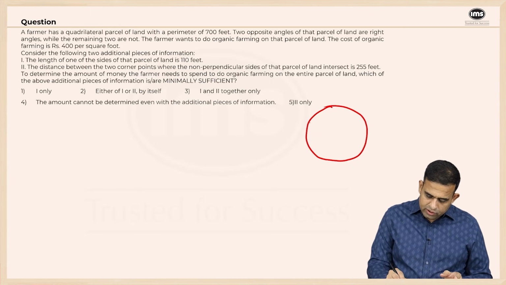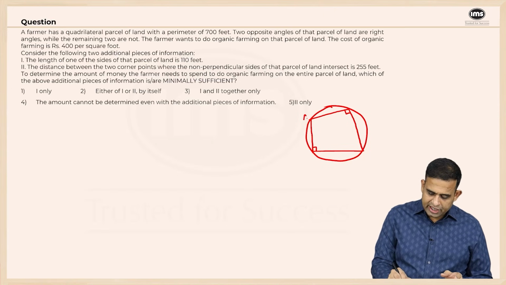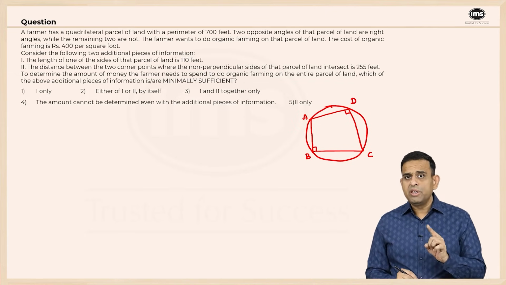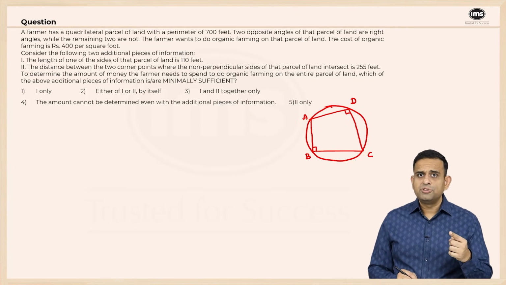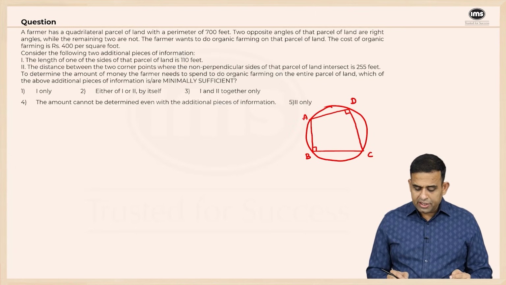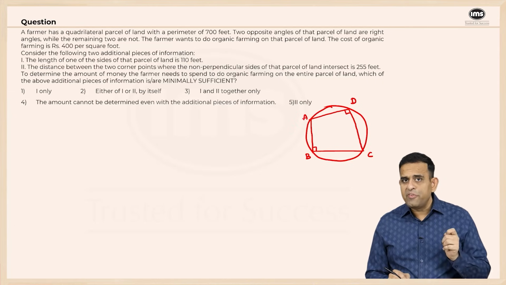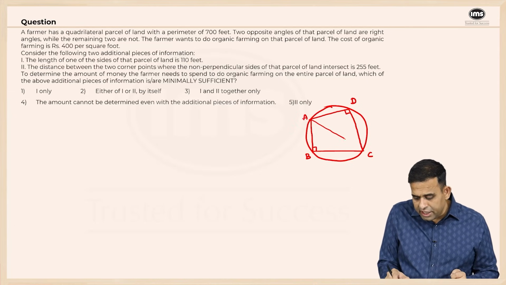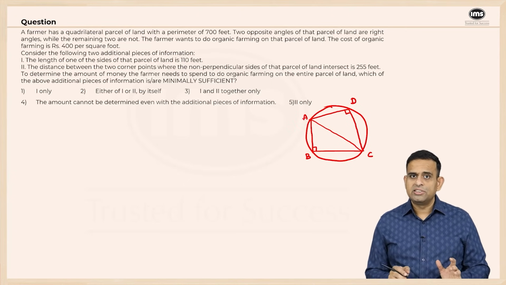And in this particular context, suppose for example I call this A, B, C and D. Since I told you ABCD is a cyclic quadrilateral, the sum of AB plus BC plus CD plus DA will be equal to 700 feet. Since angle ABC is equal to 90 and angle ADC is also equal to 90, I can be very sure to say that AC is nothing but the diameter of this circle over here.